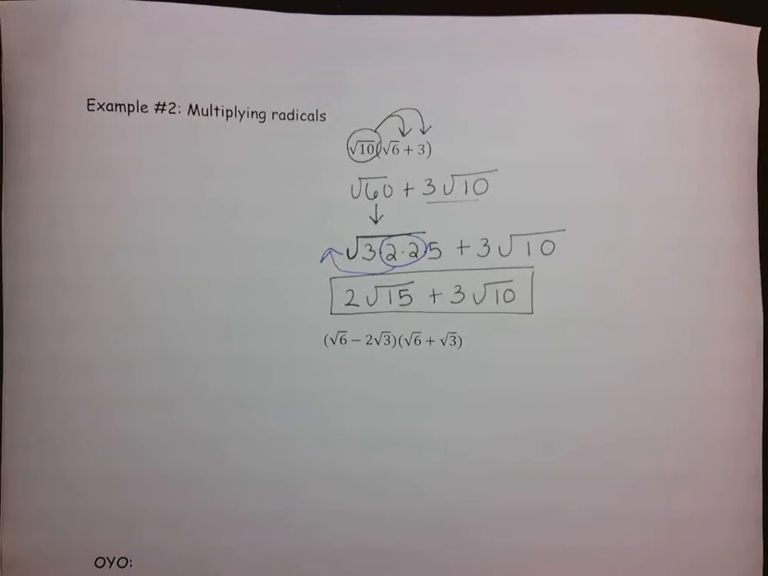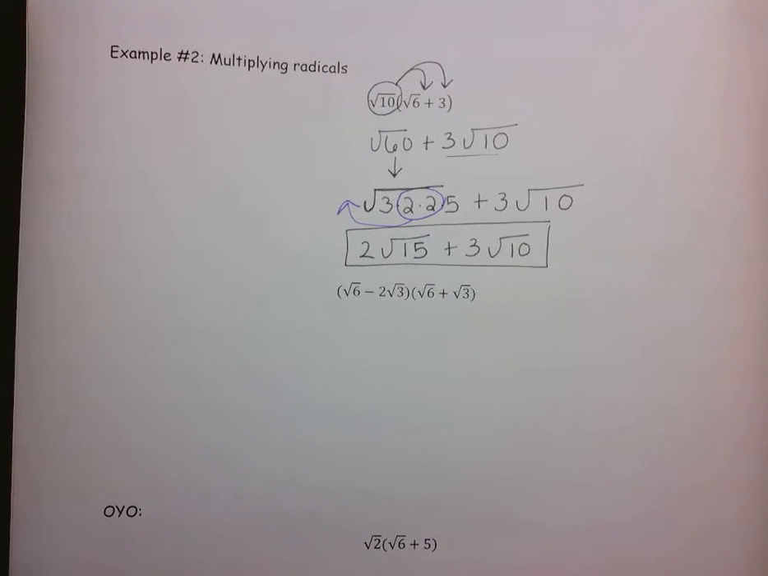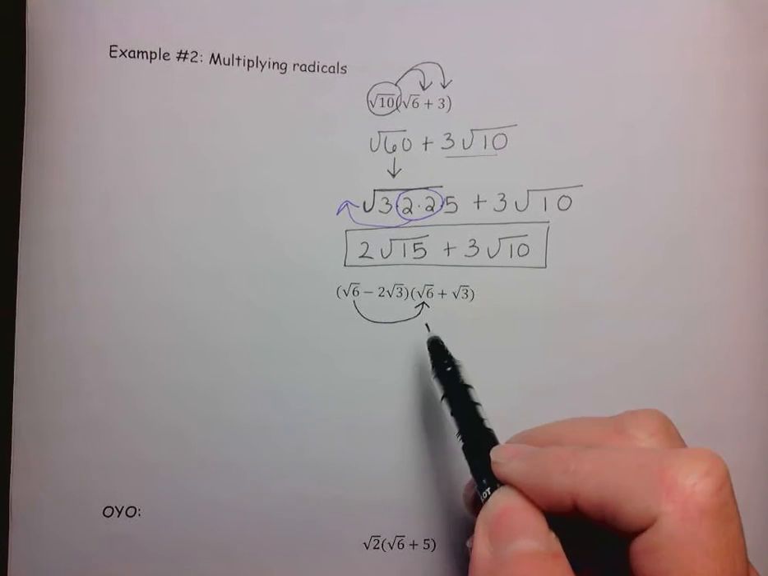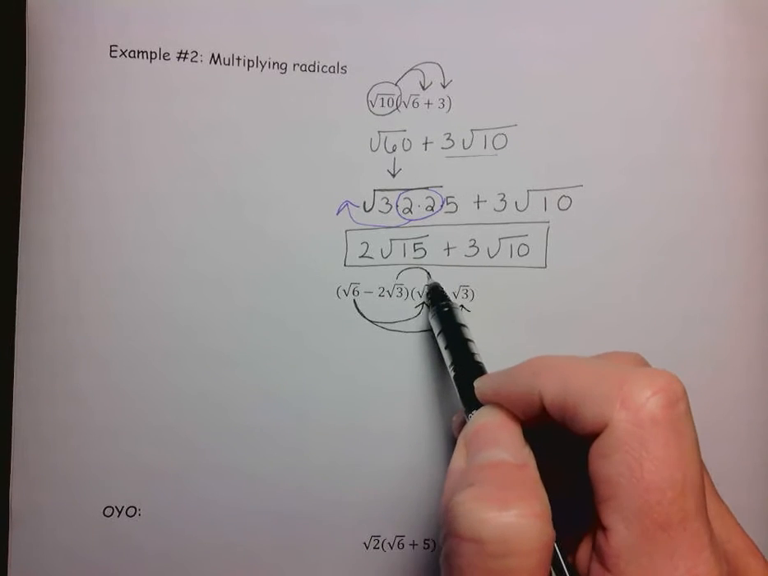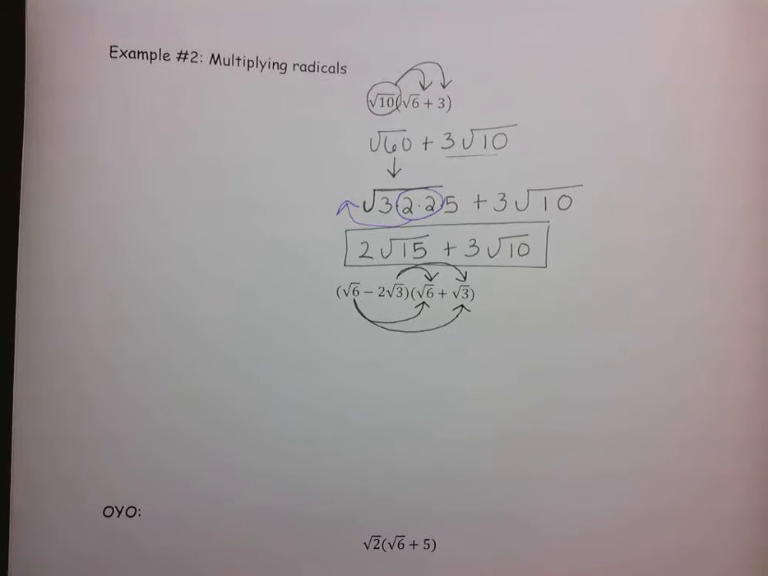In the next example, I'm multiplying two binomials together. So what do you do when you are multiplying two binomials together? You have to FOIL. You have to multiply the first terms together, then the outer terms together, inner, and finally the last terms together.